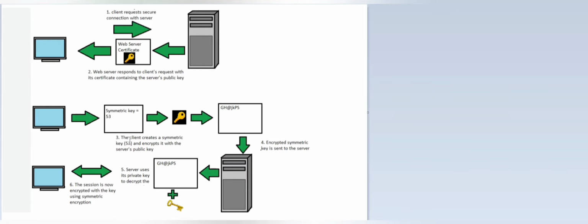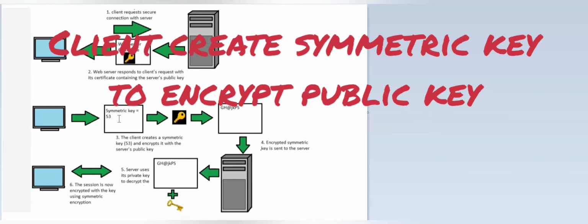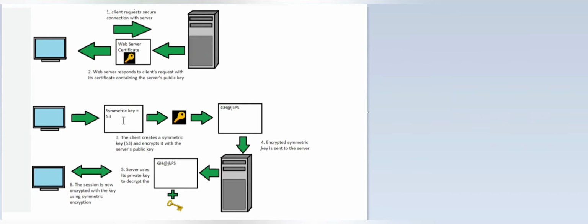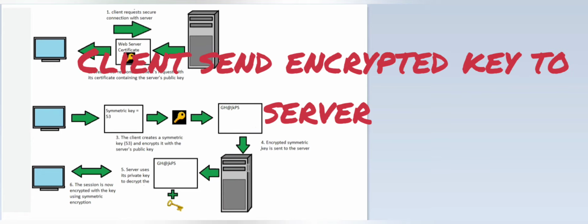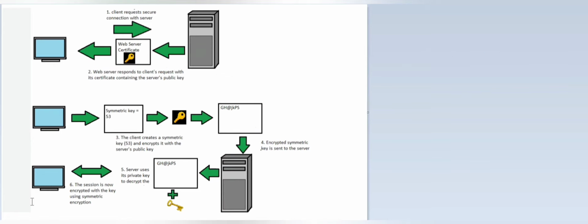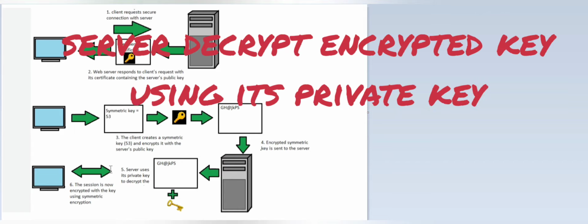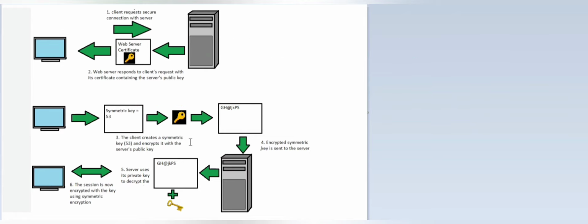So in next step, client creates a symmetric key on its end and encrypts this key with the server's public key. So this is the encrypted key that client has. Now client sends this encrypted key to server, and as we know, server has the private key of the certificate, so server can easily decrypt this encrypted key at its end. So this is the way how client creates a secure connection with the server.